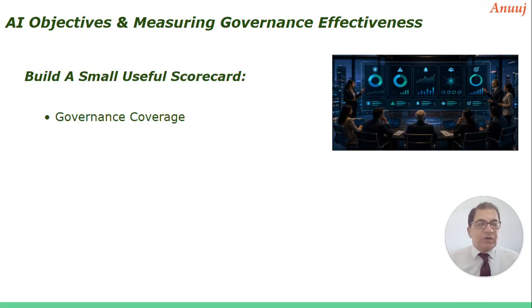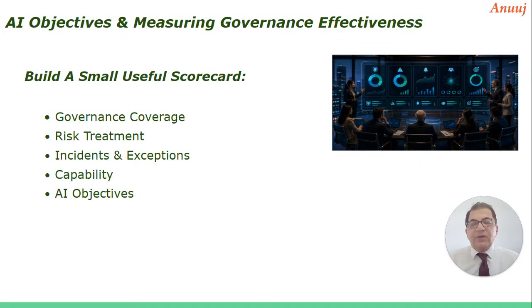Build a small useful scorecard. What is the governance coverage? What is the risk treatment? What are the incidents and exceptions that are happening? Are there gaps because you are seeing incidents? Why are you required to create exceptions? How do you bridge them? How do you increase your capability and capacities? What are the objectives of your artificial intelligence tools? And are, well, maybe you're not able to meet them the way you wanted them, or extent you wanted them to meet.